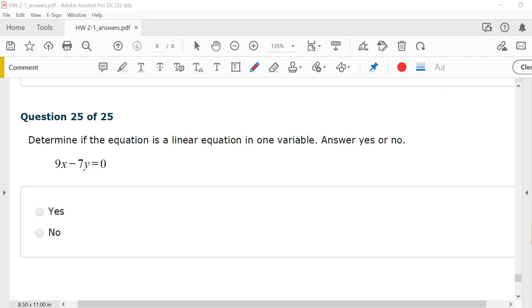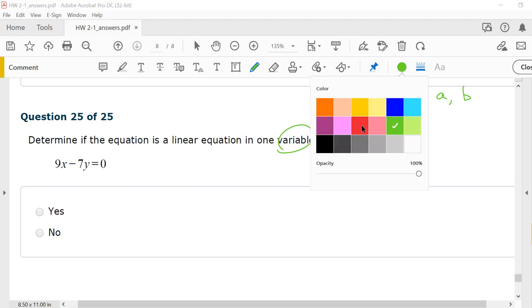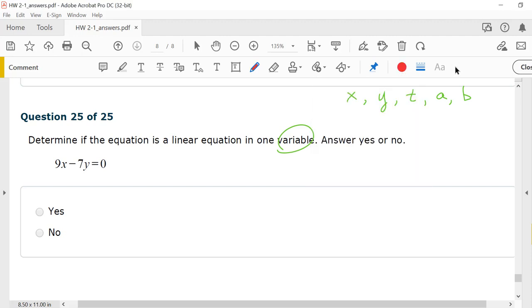The last question, number 25, determine if the equation is a linear equation in one variable. Okay, a variable is an unknown quantity. So we often use letters to represent a variable. Some common variables might be x, y, t, a, b, and so on. So this question is asking, is it a linear equation in one variable?